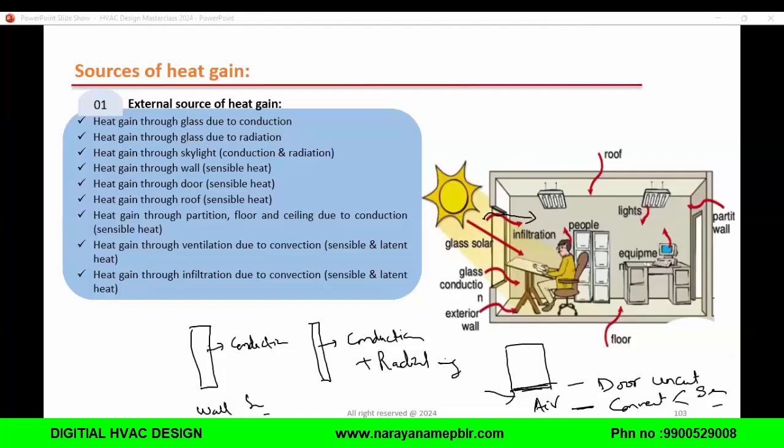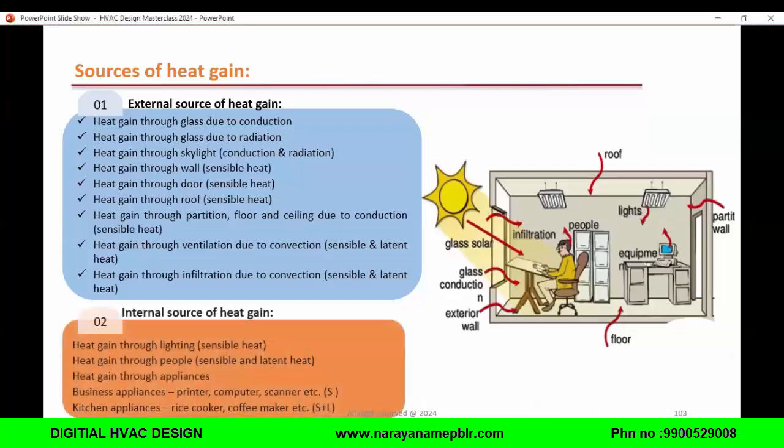As of now, step by step, we will go through to find out the external sources, and then we'll add all of this. What are the total external sources? What are the total internal sources? We'll add and find out the total. Internal sources: lighting, people, appliances. Lighting will be sensible, people will be sensible plus latent.